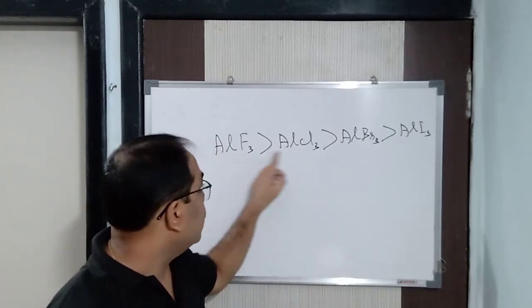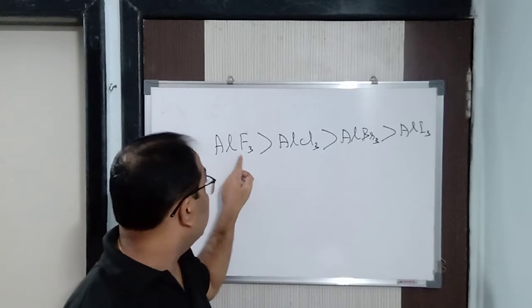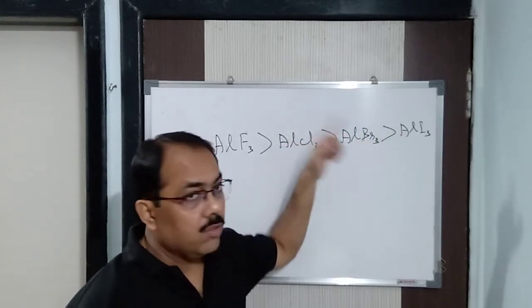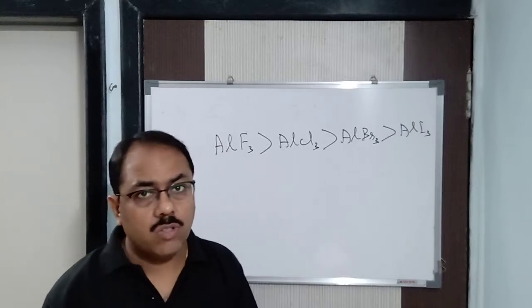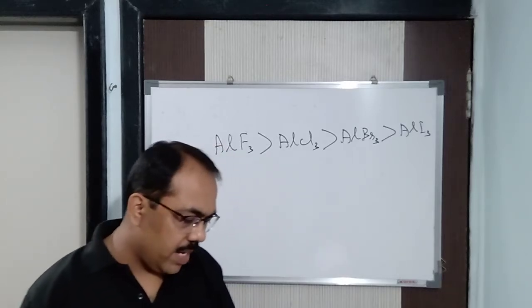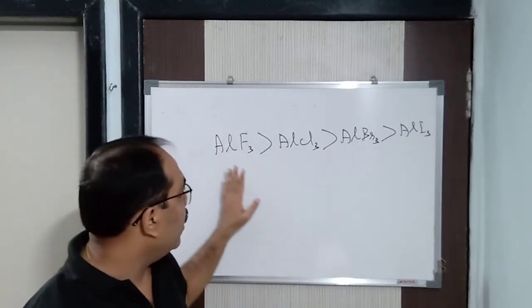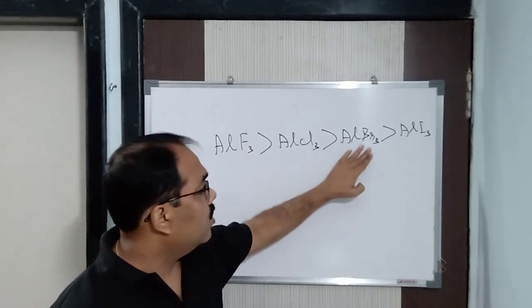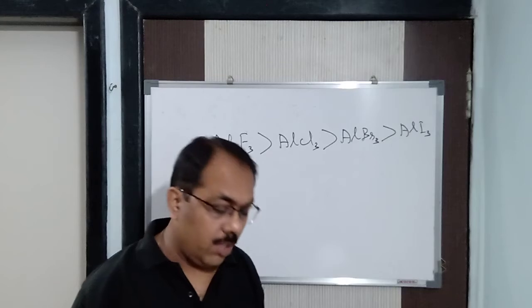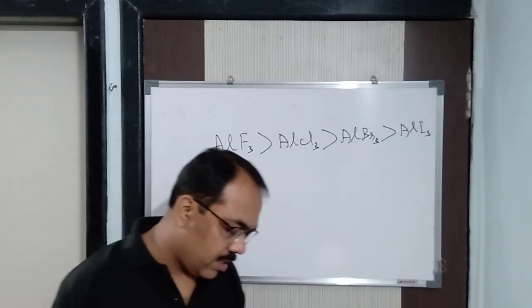We can say that the size of the anion is increasing, because fluorine, chlorine, bromine, iodine, as I come down the group, the size of the anion increases. So covalent character also increases. Hence we can say that the solubility of aluminium fluoride is more than that of aluminium chloride, which is more than that of aluminium bromide, which is more than that of aluminium iodide. Clear?